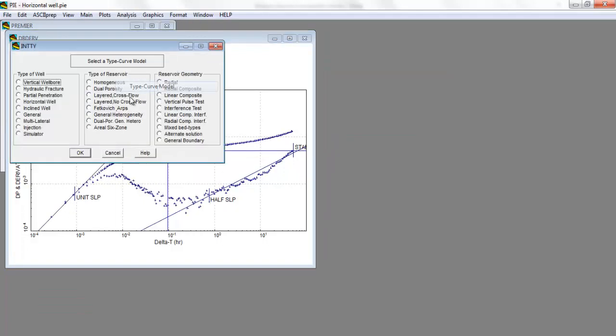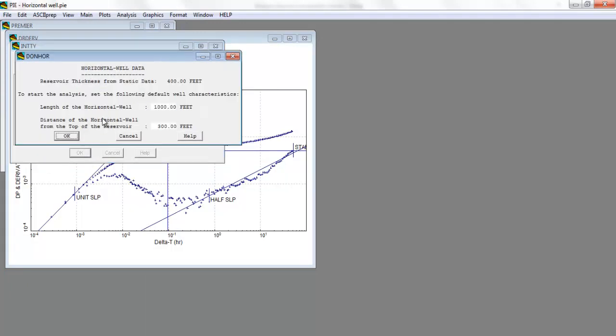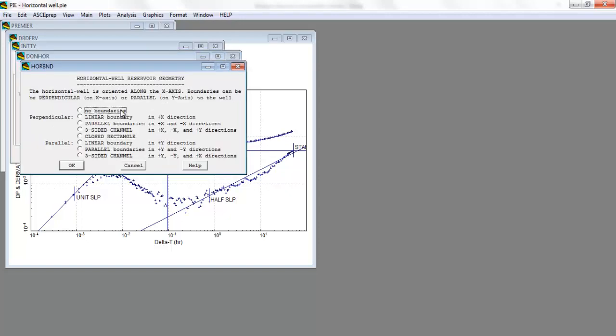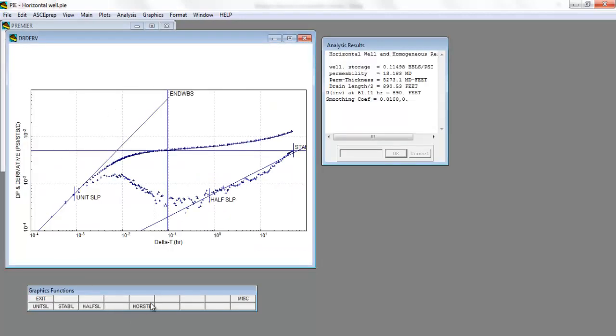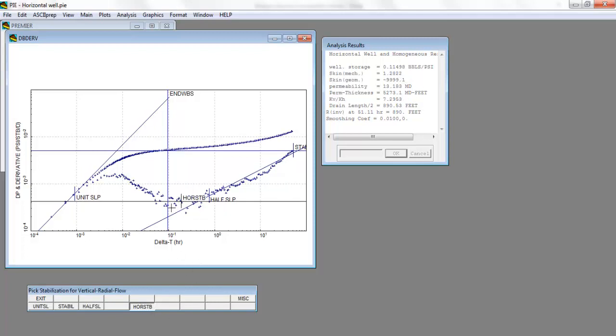And we need to specify that we've got a horizontal well, and let's assume the simplest well reservoir model first. The position of the horizontal well is at about 300 feet from the top of the reservoir, and we've got a reservoir thickness of about 400 feet. We don't see any boundaries, so we're going to click on no boundaries as the first pass. Now I can place the stabilization line indicative of vertical radial flow regime, and as soon as I do that, I've got KV over KH of about 7.3, which is very high. So something is weird here.